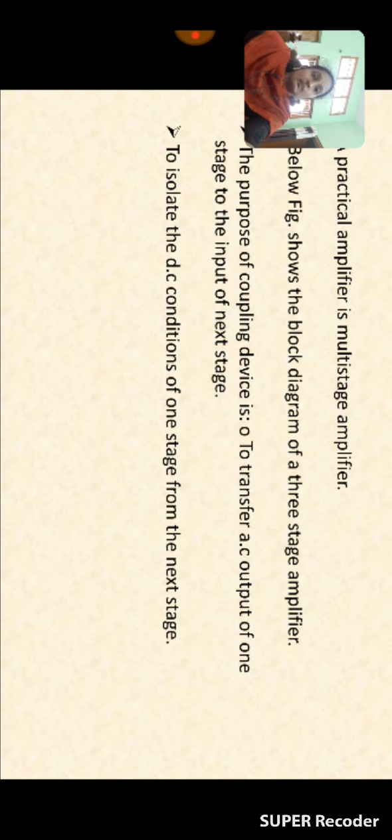A practical amplifier is a multi-stage amplifier. Why? Because a single amplifier never gives us sufficient output to drive the load. So in almost all amplifiers, the output of one stage is connected to the input of the next stage. And to isolate or connect the output of one stage to the next stage, we use a coupling element, whether it may be a resistor, capacitor or transformer, or sometimes the output is directly connected to the input. Is it clear?